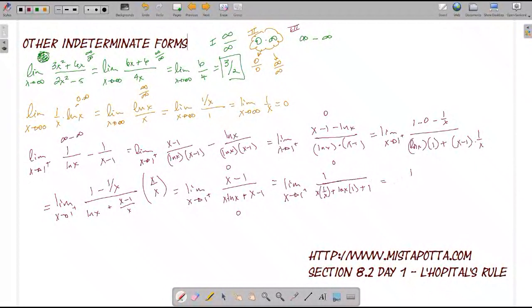So I end up with 1 over 1 plus 1 plus the natural log of x as x approaches 1 from the positive side. So I really have 1 over 1 plus 1 plus naught, which is 1/2. So again, notice I don't necessarily get 1 or 0 or infinity as an answer. I can get a peculiar answer of 1/2, even though there was no 2 in the original problem.